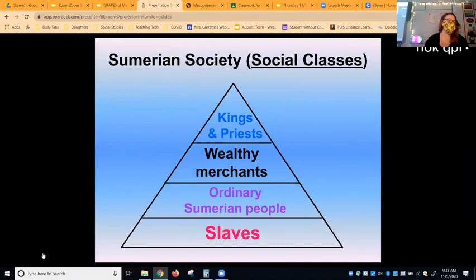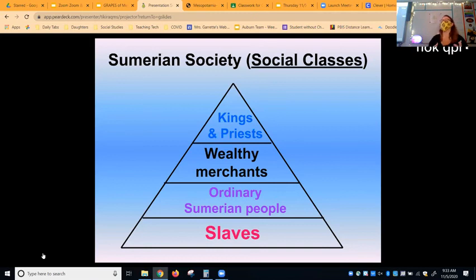All right, let's talk about social class, which is our final topic today. So we are going to go into social classes in a little bit more detail when we get to this part of the unit, but just kind of as a summary, some important things to know. At the top, the people in Mesopotamia with the most power and respect were the kings and the priests. Underneath them were the wealthy merchants.